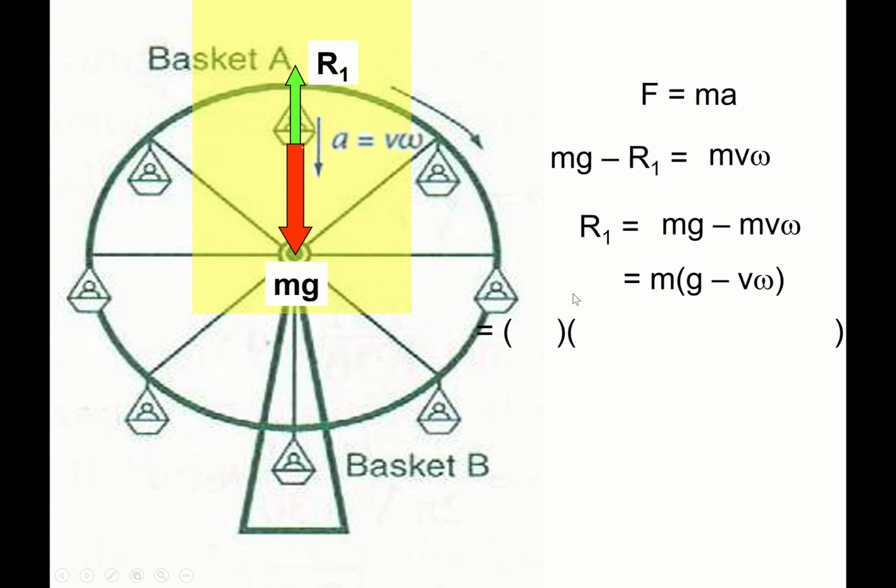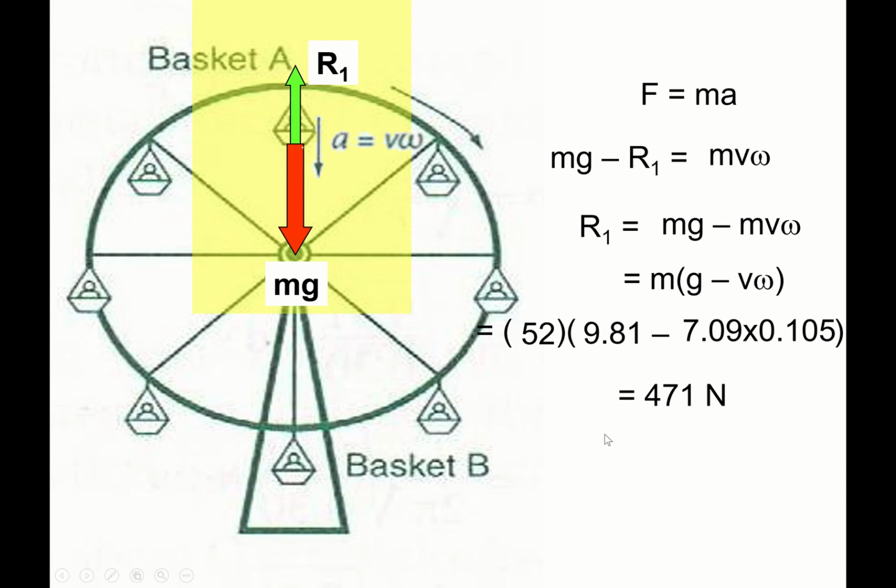And then we can substitute the mass of the person, 52 kilograms, g is 9.81, and v, 7.09, times angular velocity, 0.105. So therefore, the reaction at basket A is 471 Newton.